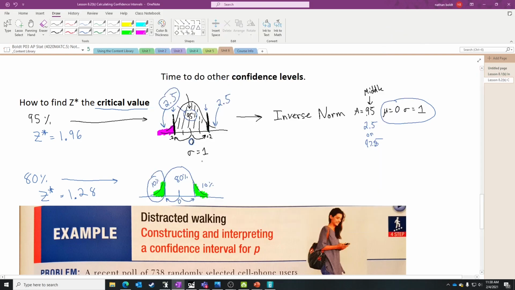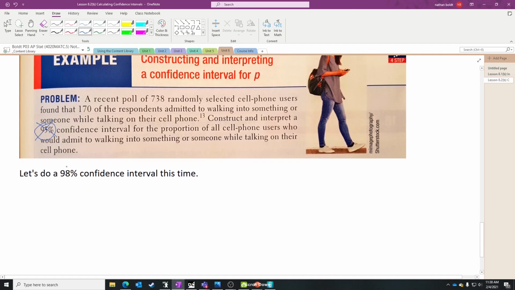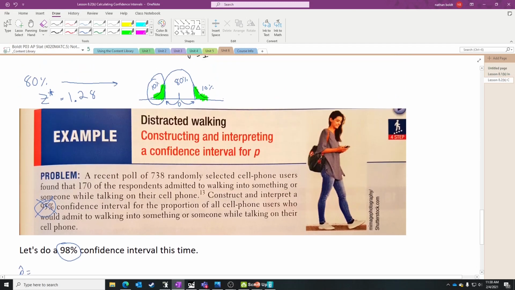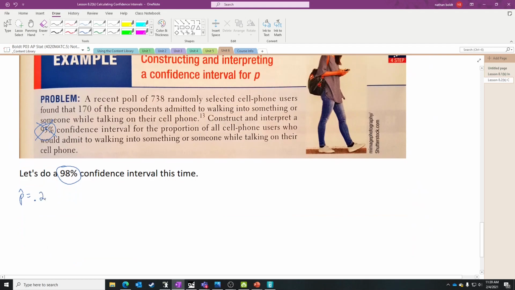So let's do one of those together real quick, and then I'll have you try one on your own. We're going to do the same story that we did with the cell phones running into things. But instead of doing a 95% confidence interval, let's do a 98% confidence interval this time. So let me list out all my, again, my p hat was 23%. So I'm going to do 0.23 plus or minus.